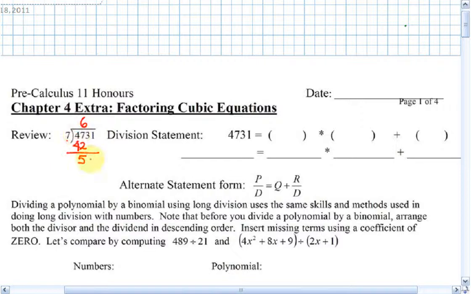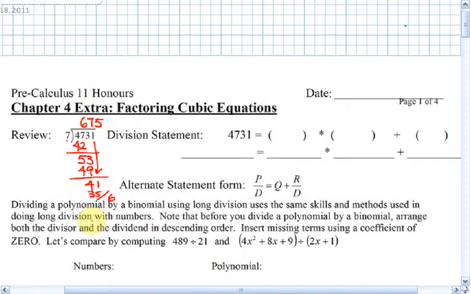Then you subtract. Please write this down, okay? And then you bring down the 3. And of course you say to yourself, 7 times what gives you 53? And the answer is 7. 7 times 7 is 49. You'll subtract and you get 4. And then you bring down 1. 7 goes into 41, I think 5 times. 5 times 7 is 35. Then you got a leftover of 6.